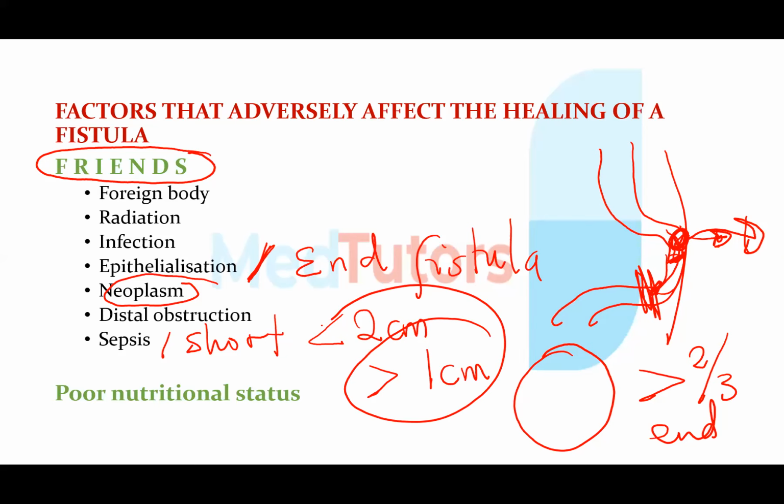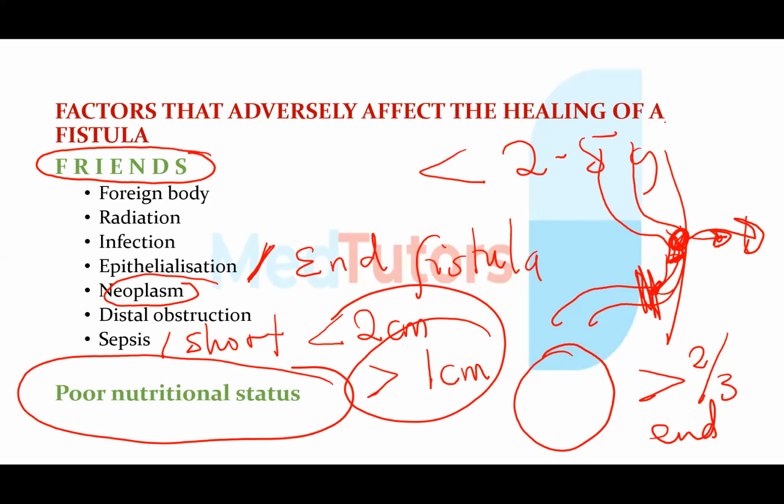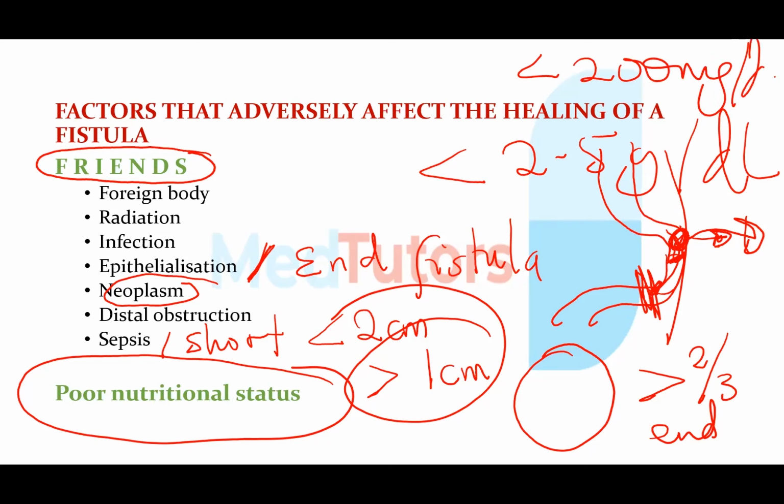When a patient has a poor nutritional status, you have to correct the nutritional deficiency, especially when your serum albumin is less than 2.5 grams per dL, or more importantly, when your serum transferrin is less than 200 milligrams per dL. This patient has a poor prognostic sign. So the patient must have a very good nutritional status for a very good outcome.